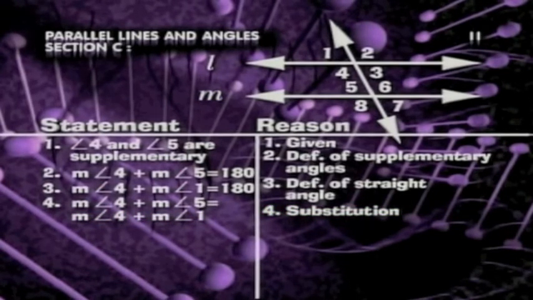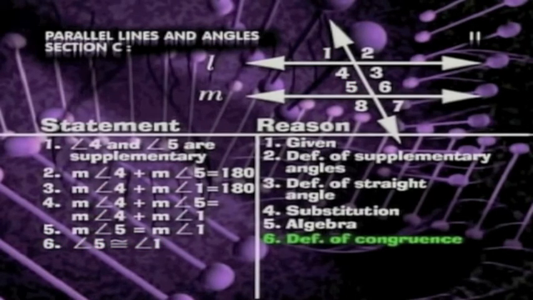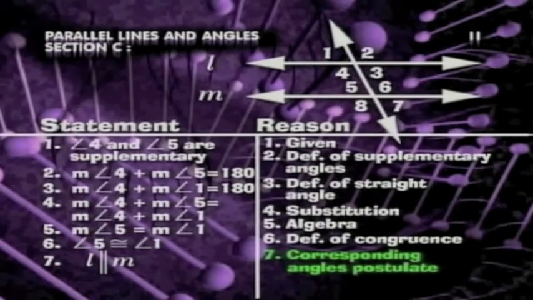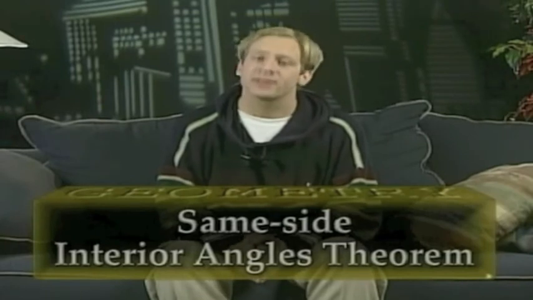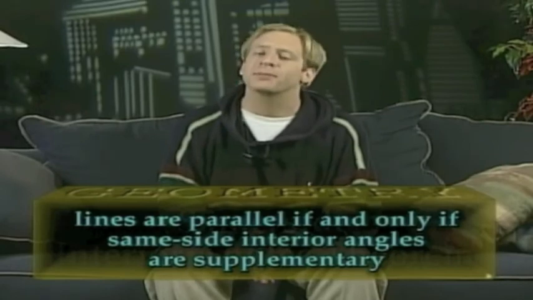Next, we can drop like terms, the measure of angle 4, on both sides of the equation. Thanks to algebra, this leaves us with the measure of angle 5 equals the measure of angle 1. This also means that angle 5 is congruent to angle 1 because of the definition of congruence. Our final statement is L is parallel to M. How can we say this? Well, now that we've got angle 5 congruent to angle 1, we can use the corresponding angles postulate. So, we've proven the same-side interior angles theorem. Lines are parallel if and only if same-side interior angles are supplementary.